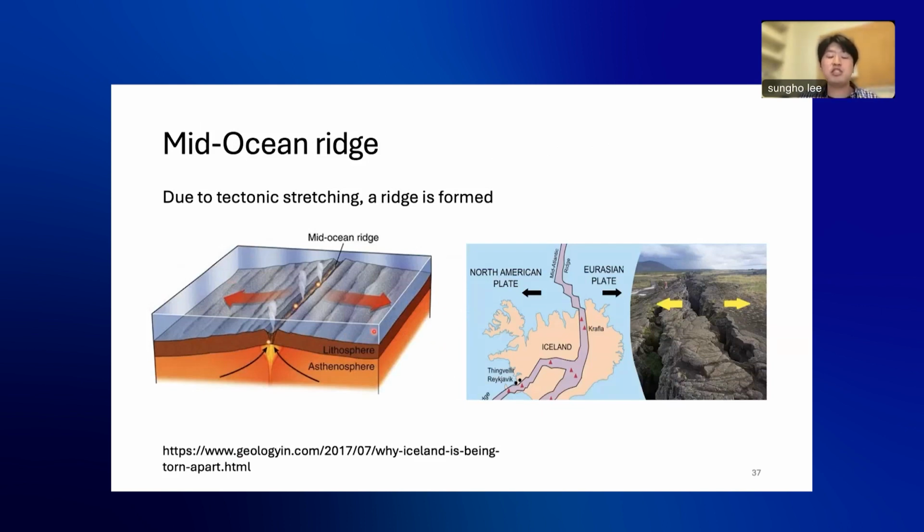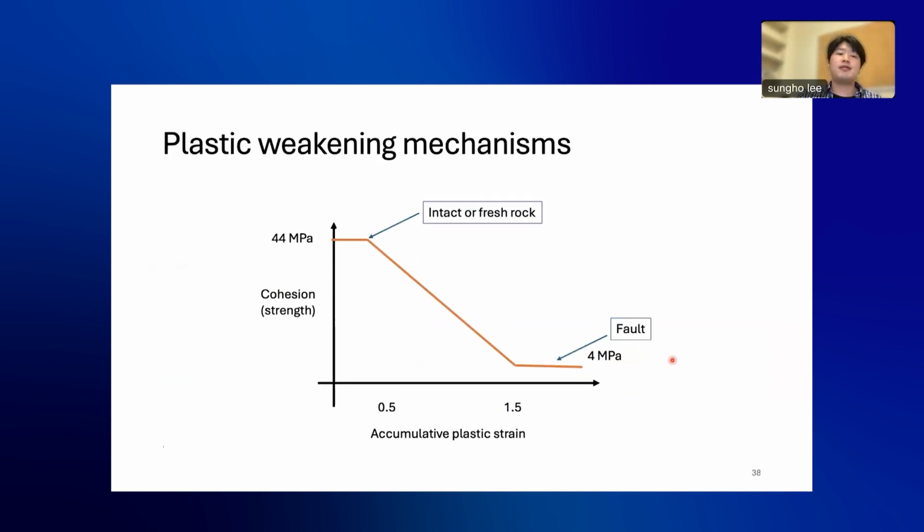The mid-ocean ridge is continuously evolving and forming new crust in real time. Additionally, this is Iceland. The mid-ocean ridge runs across the mainland, and you can observe the basin formation due to the evolving ridge here. And in the field, intact rock, meaning fresh rock, so no damaged rock, exhibits strain cohesion, but the fault is almost cohesionless. Therefore, strain softening is typically observed in the field.